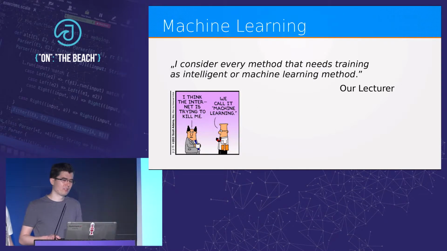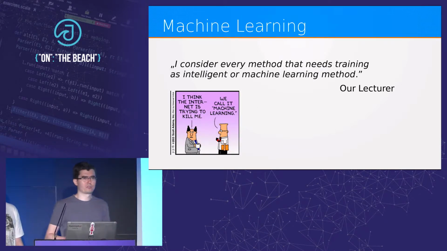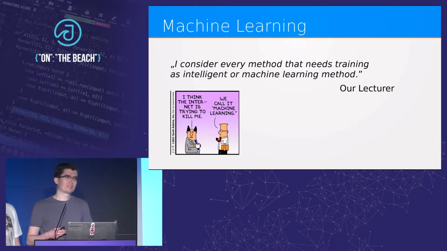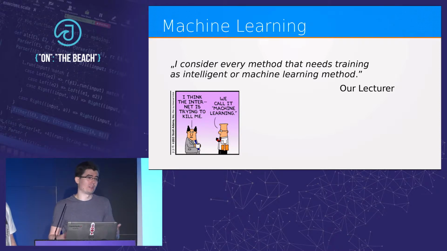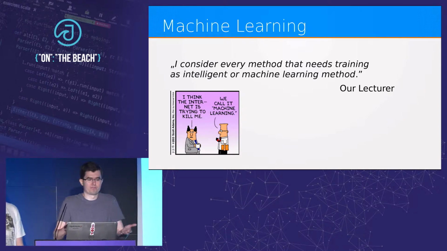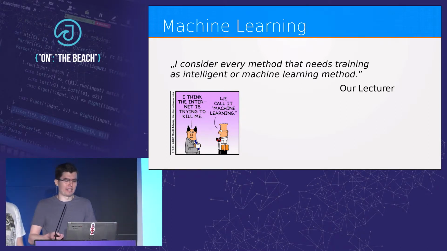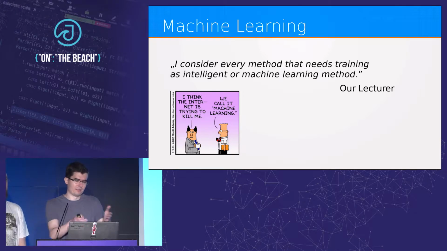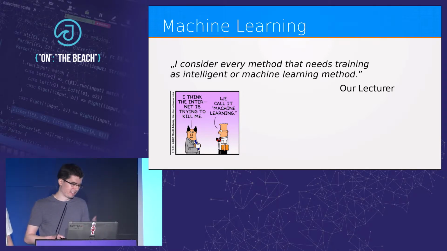A different, less formal definition comes from one of our lecturers when we were studying. He considered machine learning to be every method that needs some kind of training. He used the intuition that animals and people are usually considered intelligent, and we also train to solve problems. We need to master them. That's easy to say, make your computer learn, but I cannot just give it a book and say, hey, learn how to make money. It doesn't work that way.